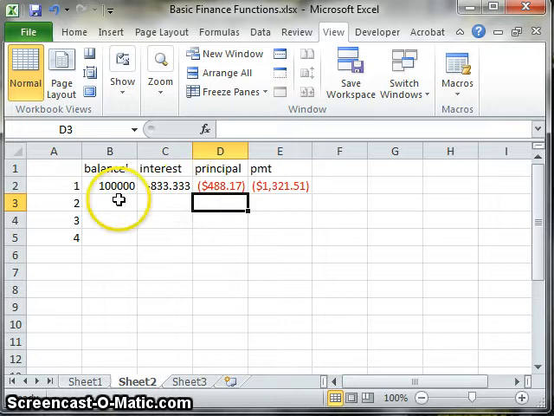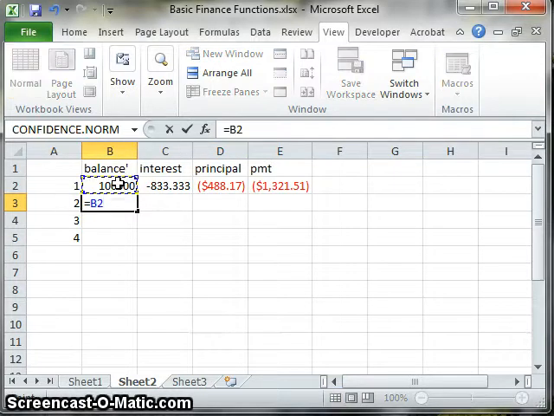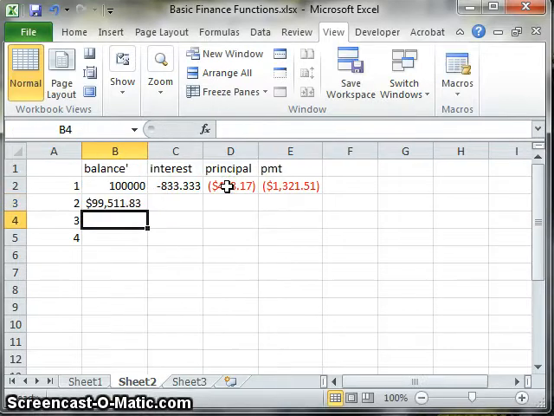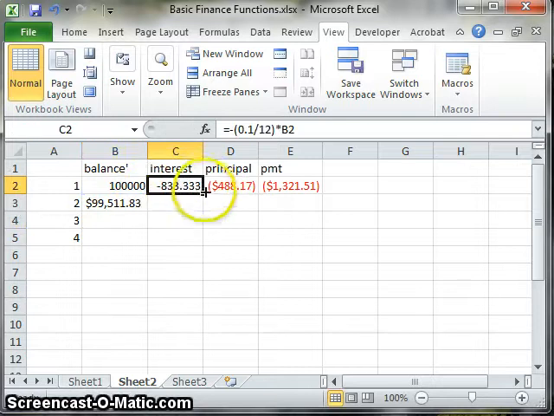And to do an amortization schedule, my balance for the next month would simply be this balance, and I'm going to decrease the principal by the amount of this last principal payment. So now my balance has gone down to $99,000. And if you see here, if I just drag that formula down, now my interest payment for the next month goes down a little bit.